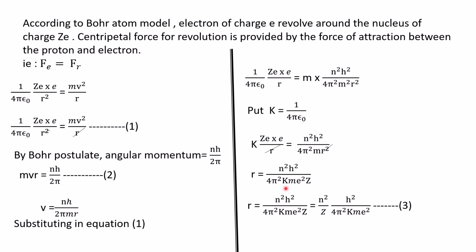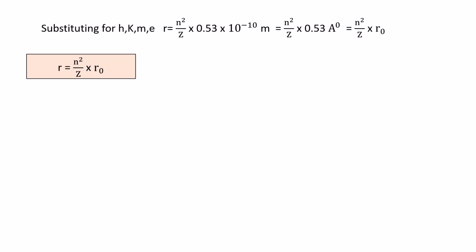Equation: r is equal to n square h square by 4 pi square K m e square Z. Now we can take n square and Z outside. So r is equal to n square by Z into h square by 4 pi square K m e square. From this equation, r is proportional to n square and r is inversely proportional to Z.